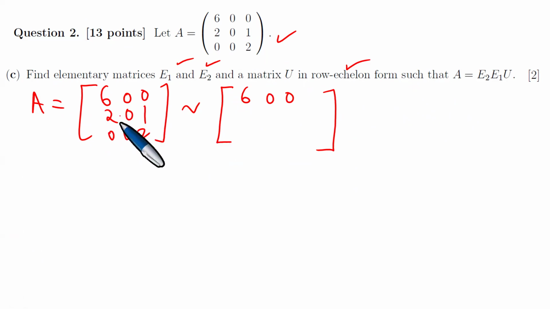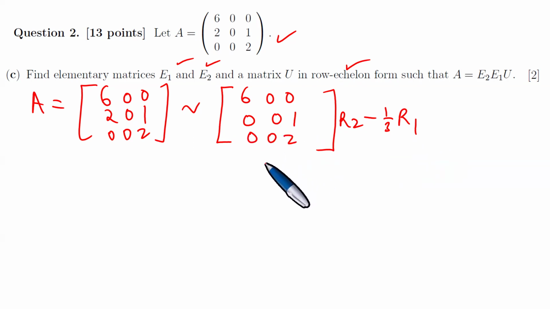So obviously, the first row is okay. We need a 0 here. To get a 0 there, what do we do? If this one is row 2, we say row 2 minus 1/3 row 1, because if you multiply row 1 by 1/3, we get what? 0, 0, 1. And then this one is going to be 0, 0, 2.